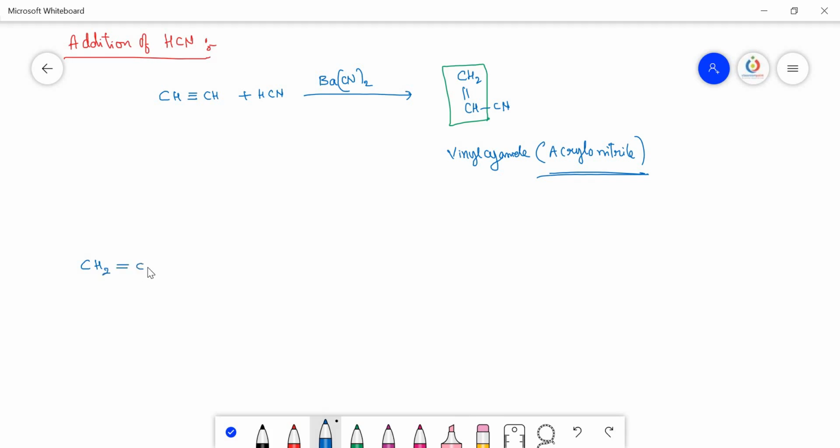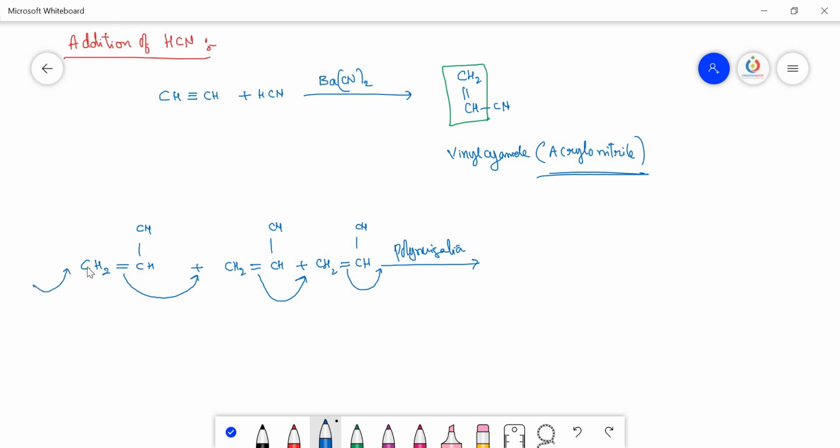CH2 double bond CHCN. This CN does not participate in the reaction, only this unsaturation. So again you take the same molecule in the same pattern, CH2 double bond CHCN. Again you take the molecule CH2 double bond CHCN. It is a very careful observation. On polymerization, it is an addition polymerization, so the pi bond shifts between these two carbon atoms, this pi bond shifts between the carbon and another molecule, and here also it gets one bond from this side.